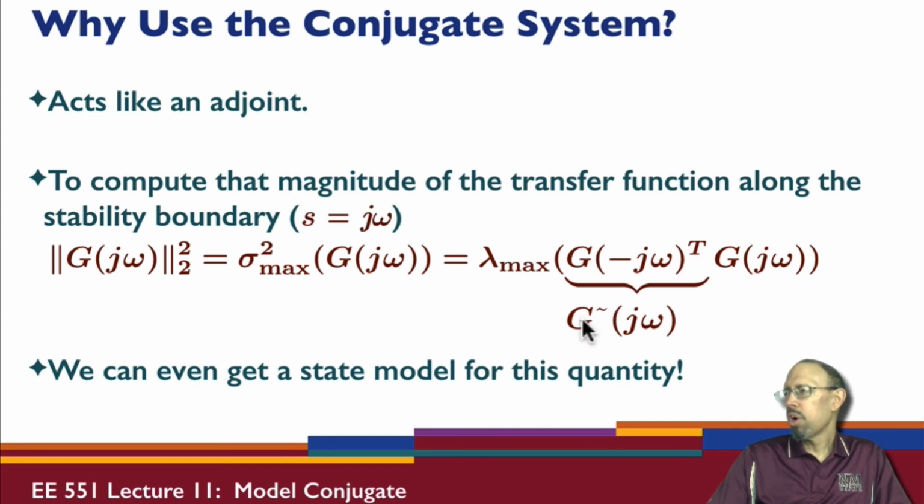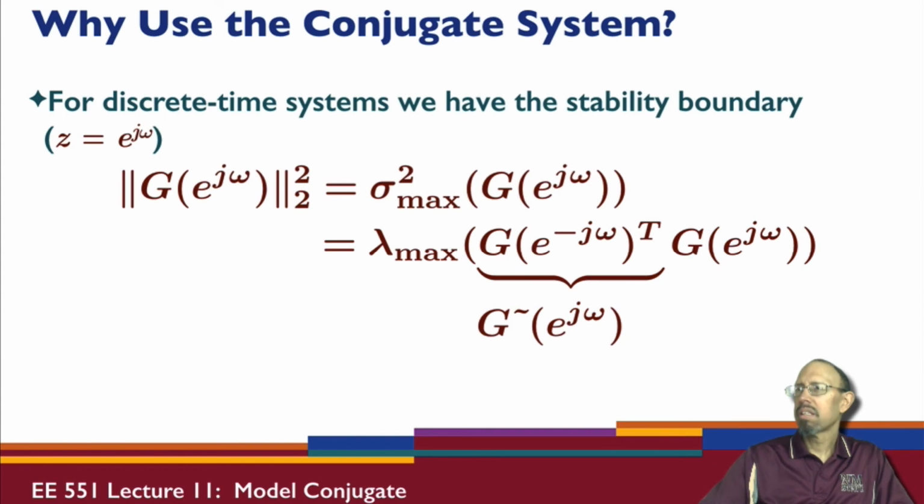But if you notice this quantity, this is actually what we call G tilde of j omega. So by defining G tilde of j omega, we have set ourselves up to be able to use it here. And we can even get a state model for this product, and I'll show that in a little bit. In discrete time, the stability boundary is the unit circle where z is equal to e to the j omega.